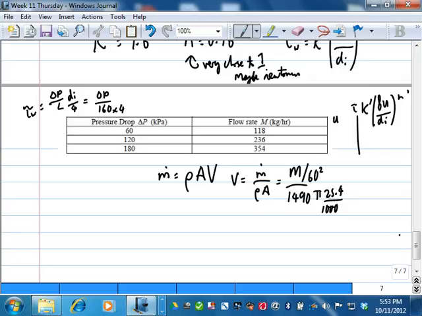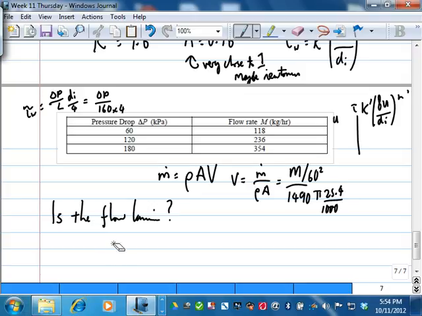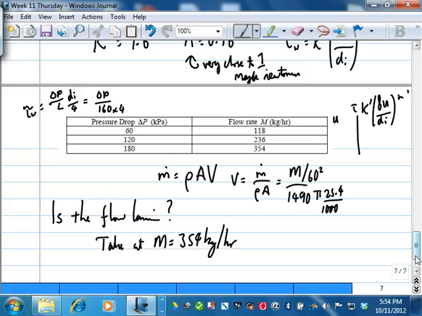Also, the other thing that we need to make sure is the flow is laminar. To calculate that one, just take the highest value, m equals 354 kilograms per hour.